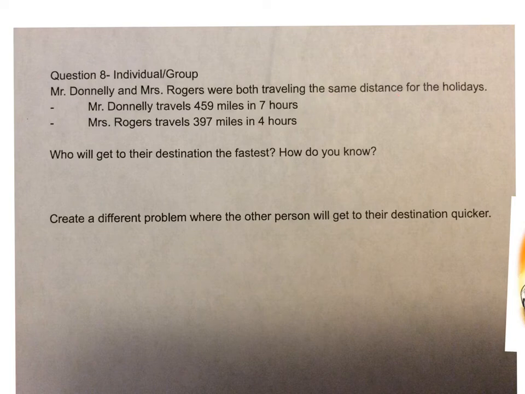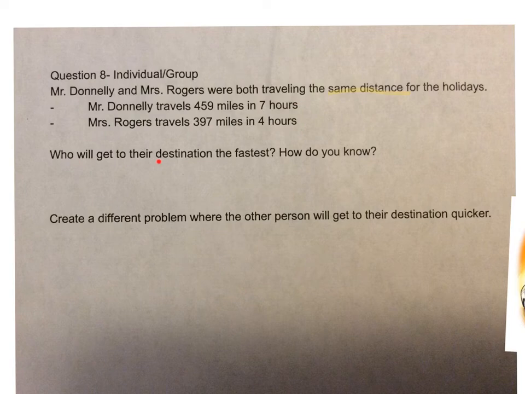So, highlight this. And then this gives us our rates in terms of 7 hours. Mr. Donnelly travels 459 miles in 7 hours. Mrs. Rogers travels 397 in 4. So we're going the same distance, but this is just over 4 hours and over 7 hours.